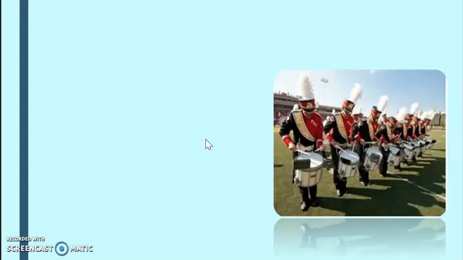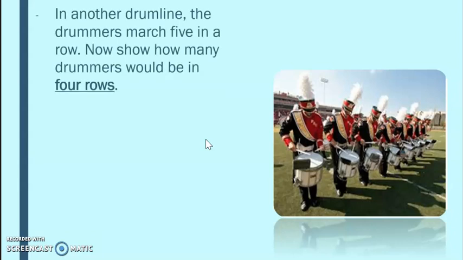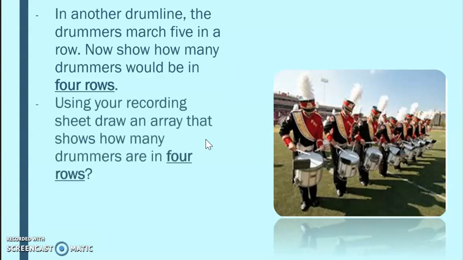All right, we've got one more for you. In another drum line, the drummers march 5 in a row. Now, show how many drummers would be in 4 rows. Using your recording sheet, draw an array that shows how many drummers are in 4 rows. And students, you should pause this video to solve this problem just like you did the other one. Draw an array and create an equation to represent the total number of drummers.